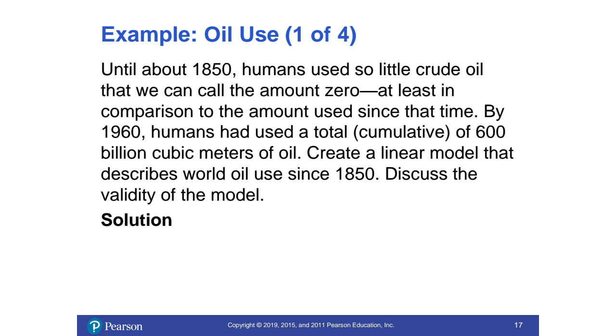So until about 1850, humans didn't use hardly any crude oil at all. We used almost none, all right? But then by 1960, humans had used a total of 600 billion cubic kilometers of oil. Use a linear model to describe the world oil use since 1850. Discuss the validity of the model.